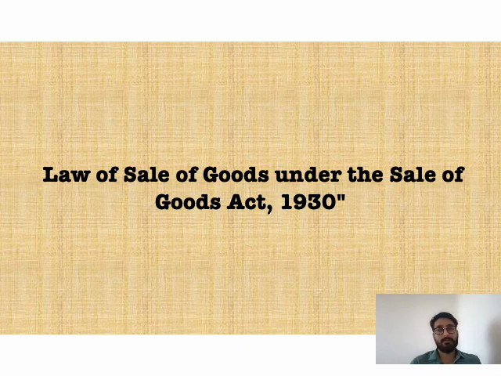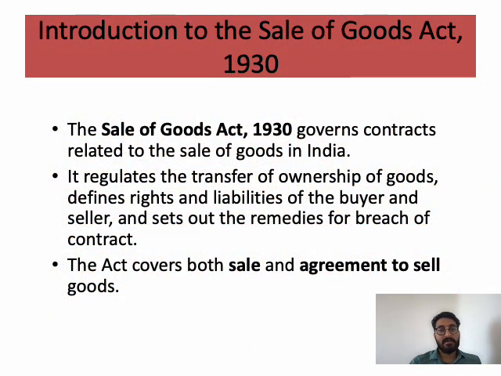We are about to discuss another unit, which is the Law of Sale of Goods under the Sale of Goods Act 1930. So, starting with a brief introduction, the Sale of Goods Act 1930 governs contracts related to the sale of goods in India. It is an act enacted by the British Parliament, by the Britishers. It regulates the transfer of ownership of goods, defines the rights and liabilities of the buyers and the sellers, and sets out the remedy for the breach of contract. The act covers both sales and agreements to sell goods. It is not just limited to the sale, which is when it is being executed.